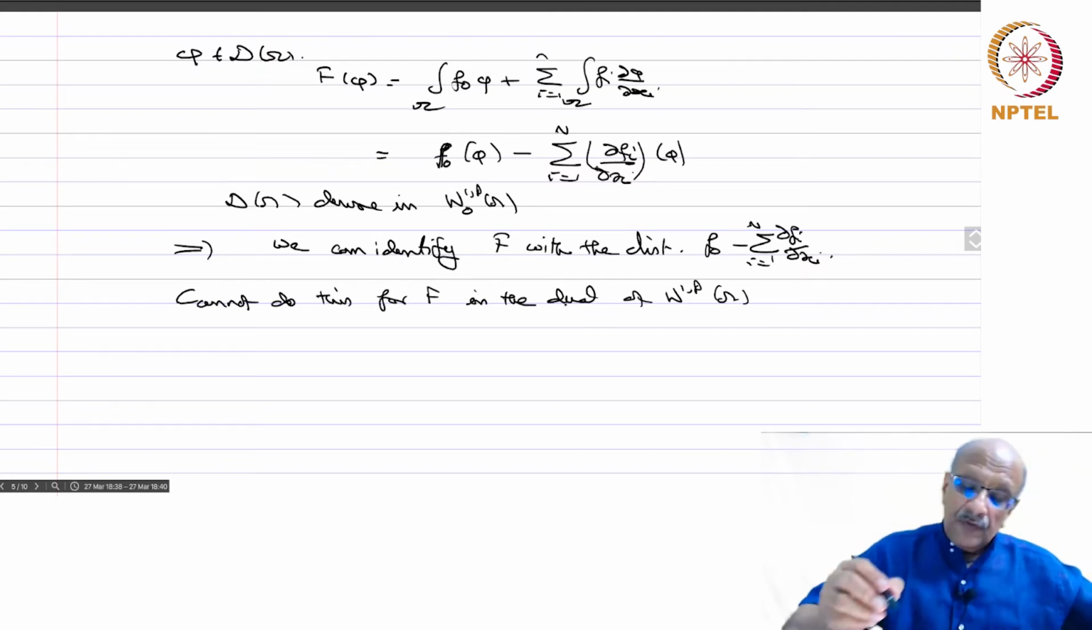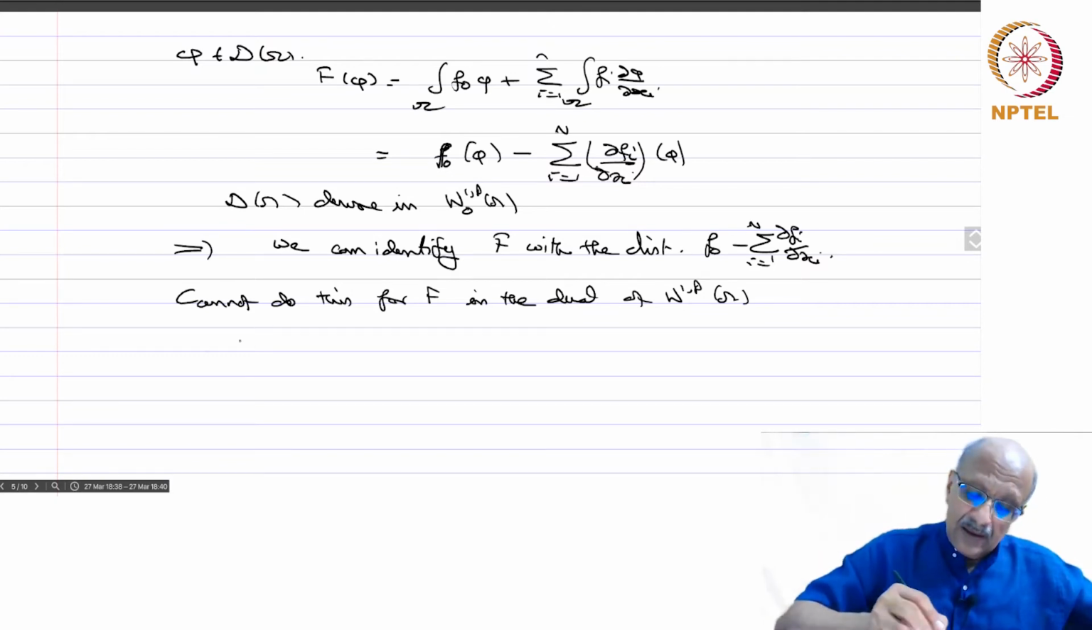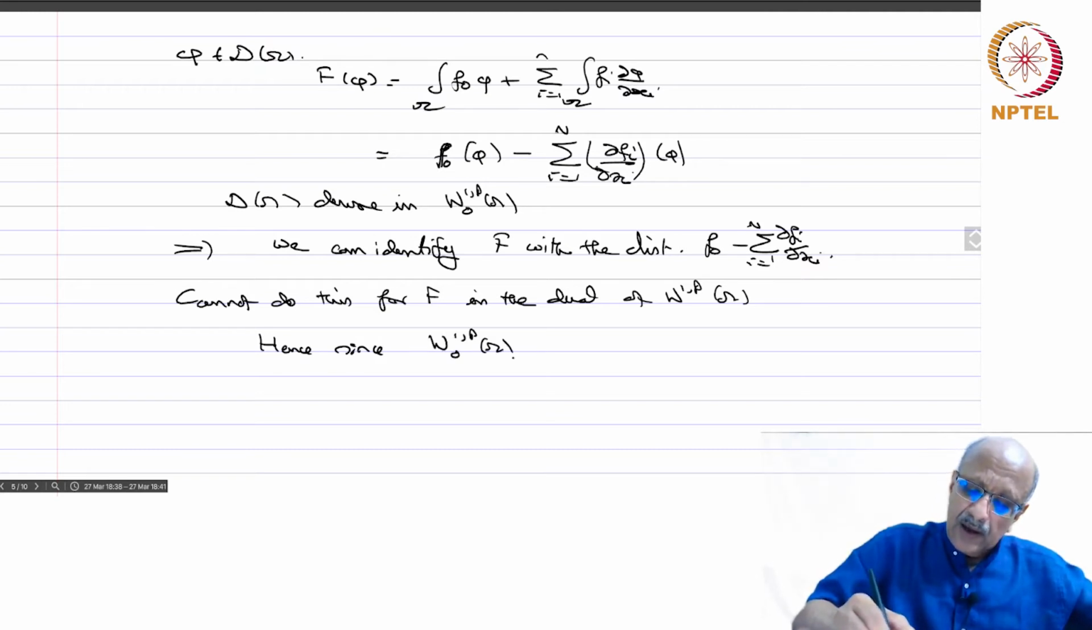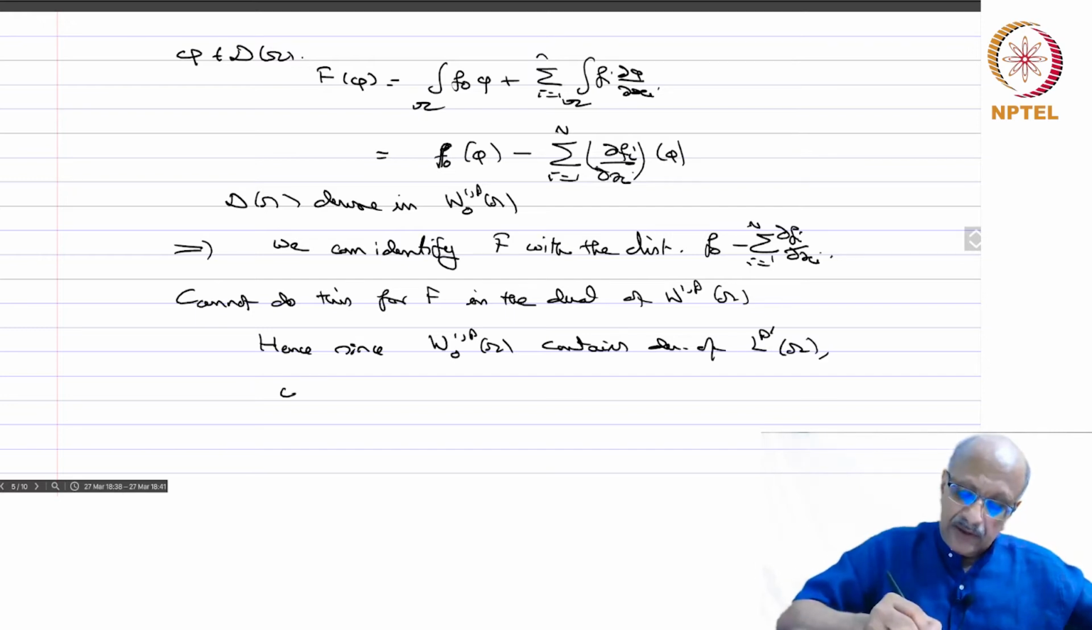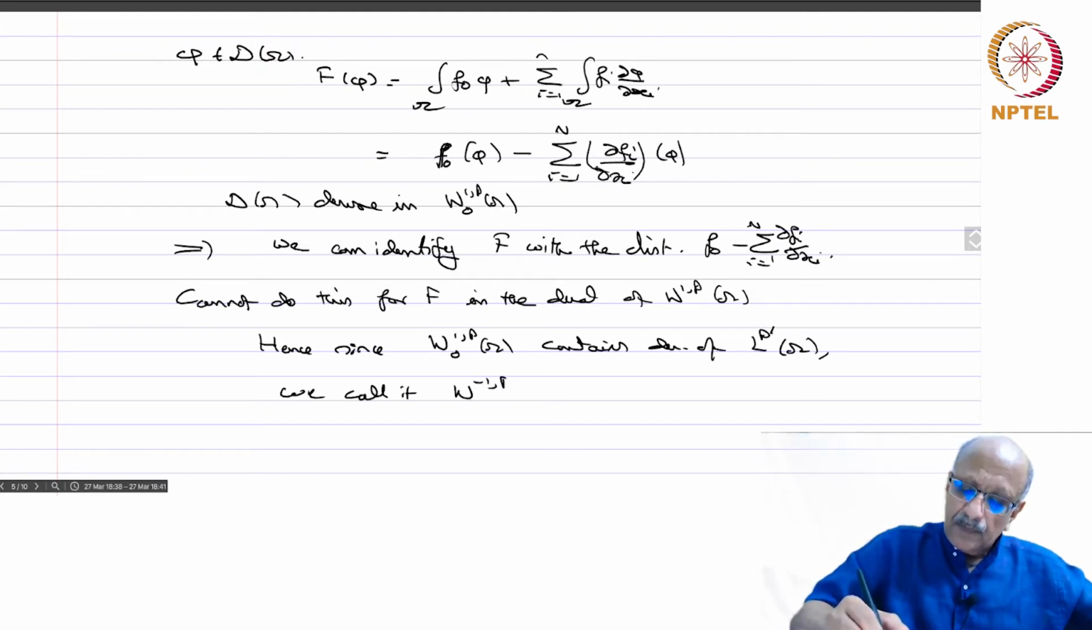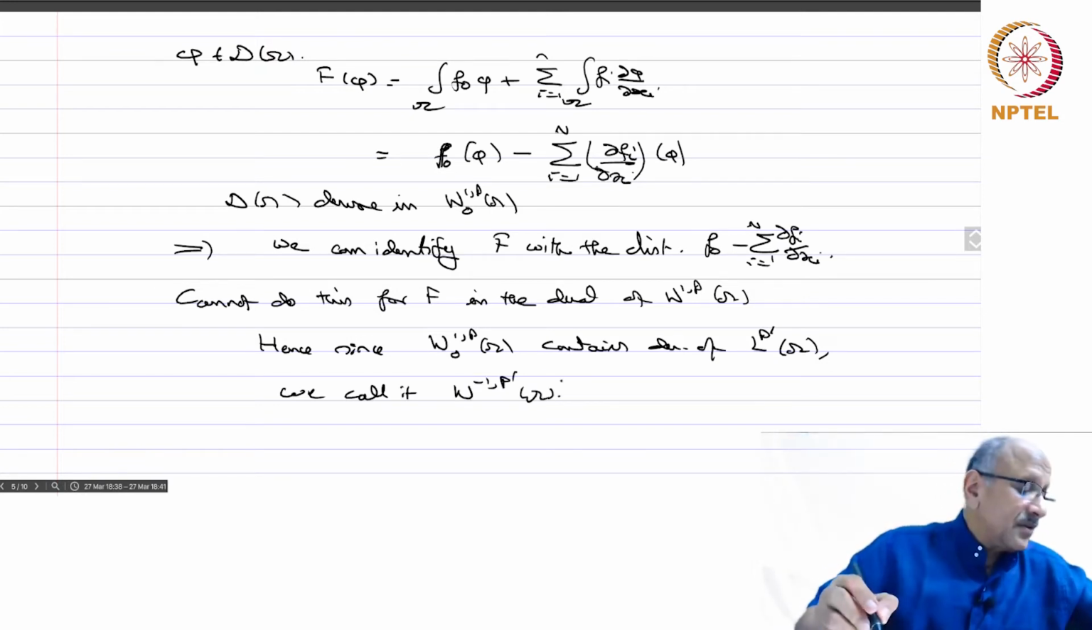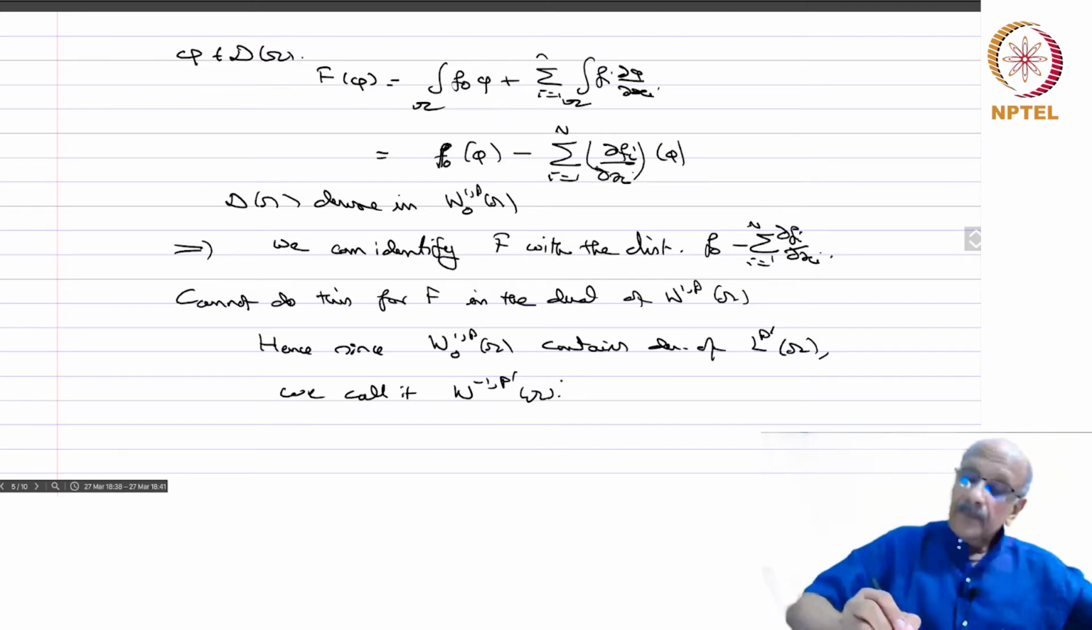And that is why we say that the dual, since W^{1,p}_0(omega) contains derivatives of L^{p'}(omega), we call it W^{-1,p'}(omega). So that is the reason why we are doing this. Okay.